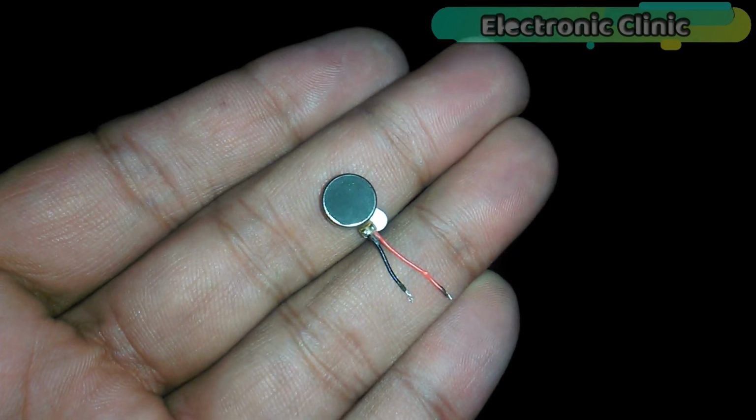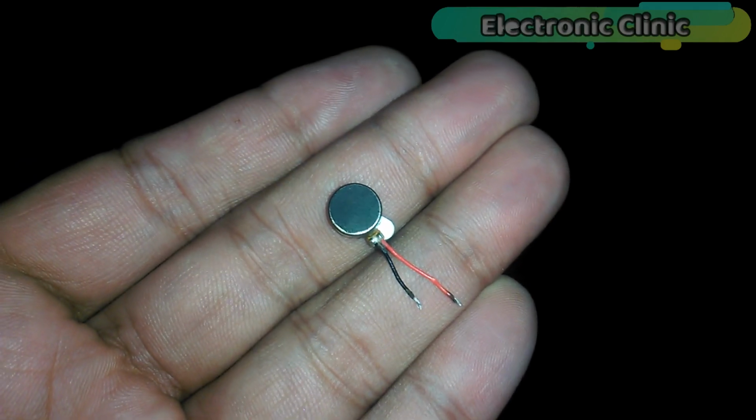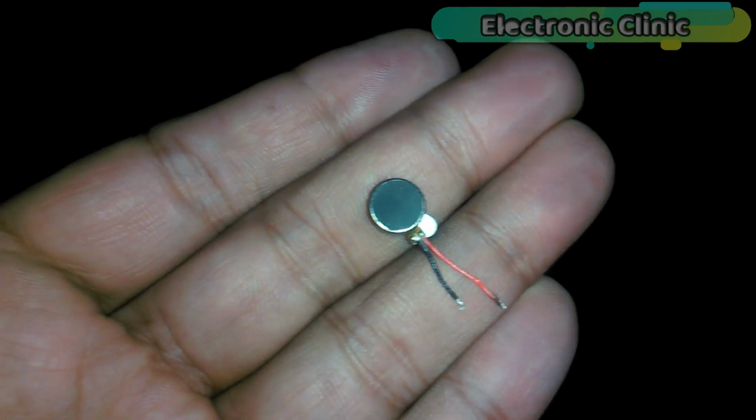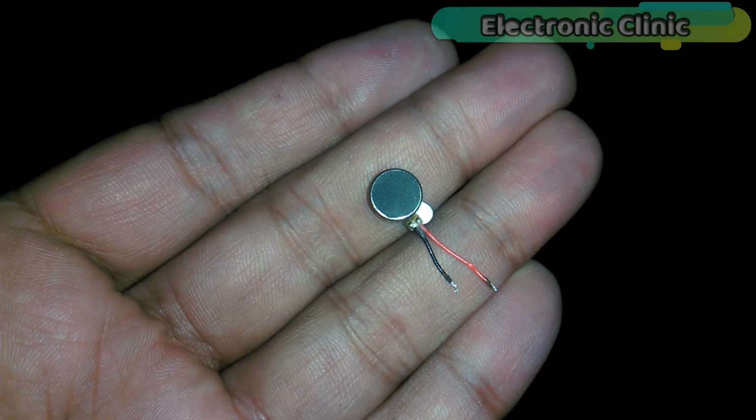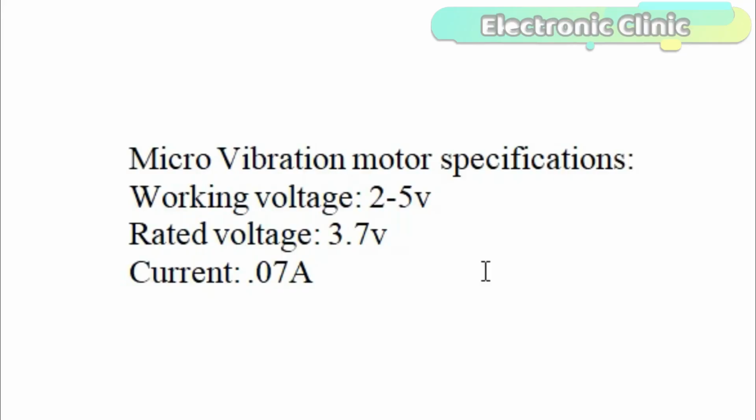This is the micro vibration motor. As you can see, it has 2 wires, red and black. Red is the positive wire while black is the ground wire. The working voltage of the micro vibration motor is 2 to 5 volts. The rated voltage is 3.7 volts and current is 0.07 amps, which is equal to 70 milliamps.